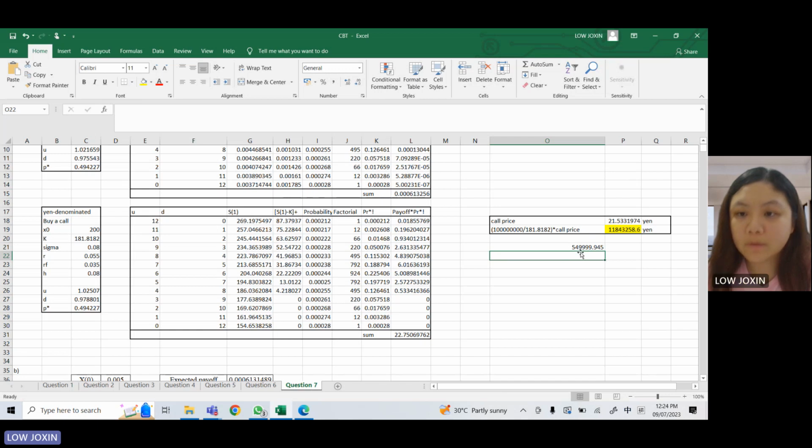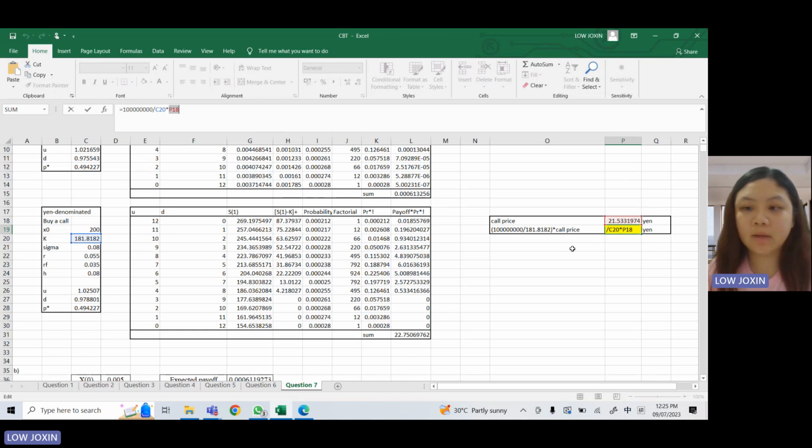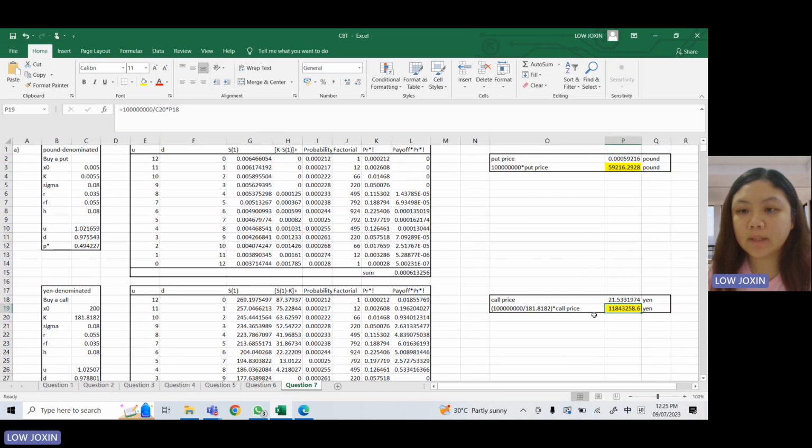around 550,000 calls to exchange for pound after 1 year. So we will buy this much of call. So it means that we multiply this much of call with the call price. So our answer will be 1184325.86.